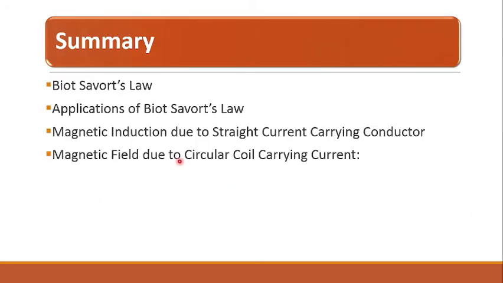So in summary, we have studied the Biot-Savart law. We have also studied the applications of the Biot-Savart law, such as magnetic induction due to a straight current carrying conductor and magnetic field due to a circular coil carrying current.